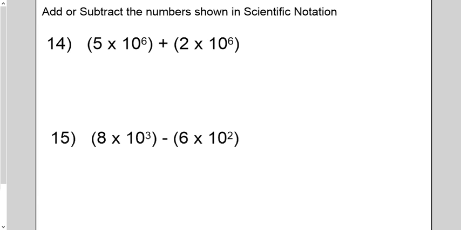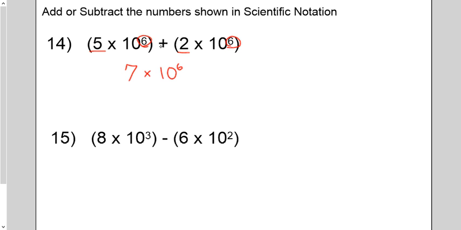Quick recap. How do we add and subtract numbers in scientific notation? Pretty much, make sure that the exponents are the same. If you notice, this is a 6 and this is a 6, so we're good. We can just add the 5 plus 2, which is 7, and then we keep the exponents the same.